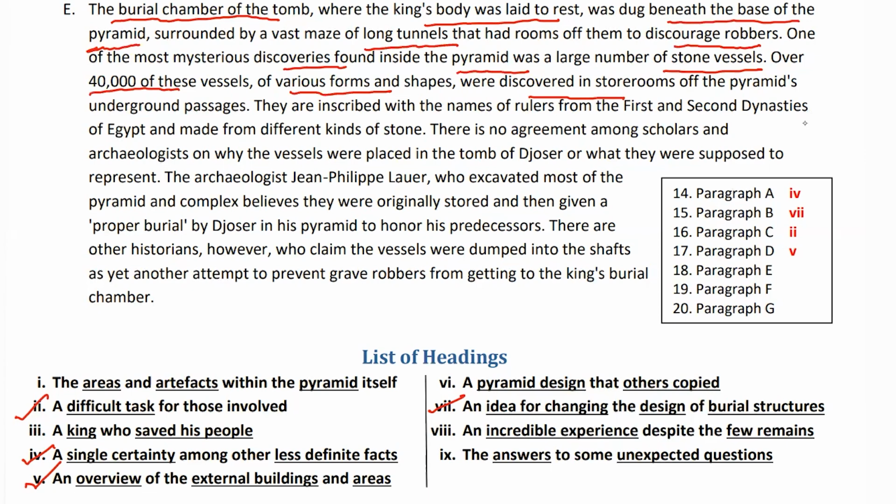A king who saved, no. A pyramid design copied, no. Incredible experience, no. An answer to some unexpected questions, no. So friends, even though you have not read the remaining paragraph, you're getting a sure answer by reading the first 4 lines. So my suggestion is to save time, you should go with your gut feeling and mark it. So we'll mark 1.